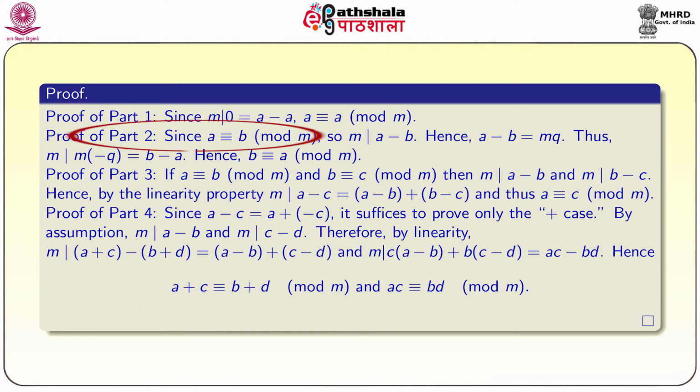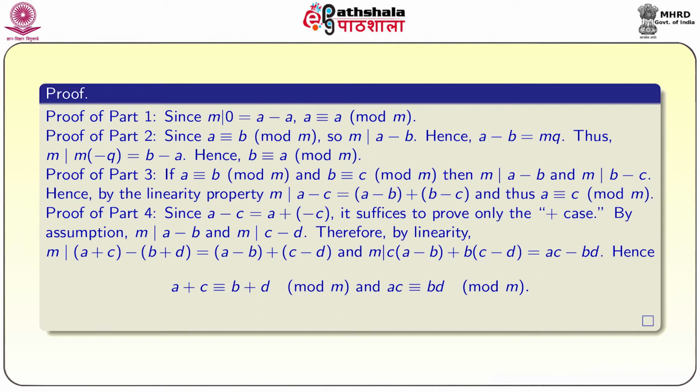Now, the proof of part 2. Here a is congruent to b mod m. By definition, what do we mean by that? m divides a minus b. So, that means a minus b is equal to m into q for some q. Thus, m also divides m into minus q, because m into minus q is simply a multiple of m. But m into minus q is nothing but b minus a. So, by definition m divides b minus a, and so b is congruent to a mod m.